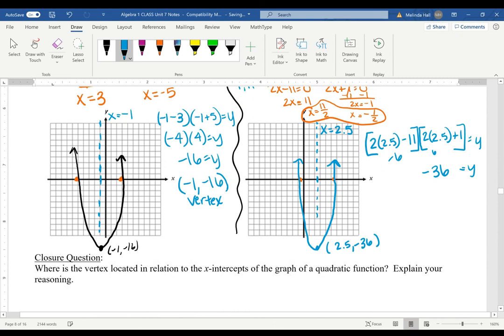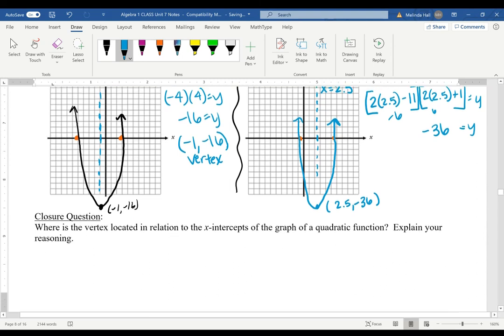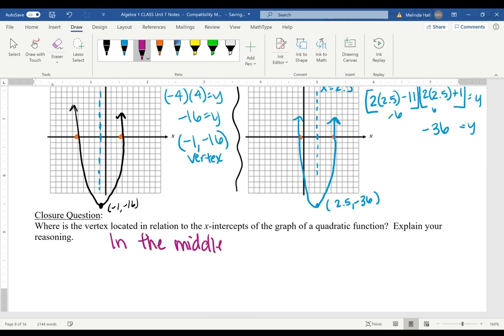So our closure question is, where is the vertex located in relation to the x-intercepts of the graph of a quadratic function? Explain your reasoning. Well, your vertex is going to be in the middle of your x-intercepts. But keep in mind, even though it's in the middle, it might be higher or lower than the x-intercepts.